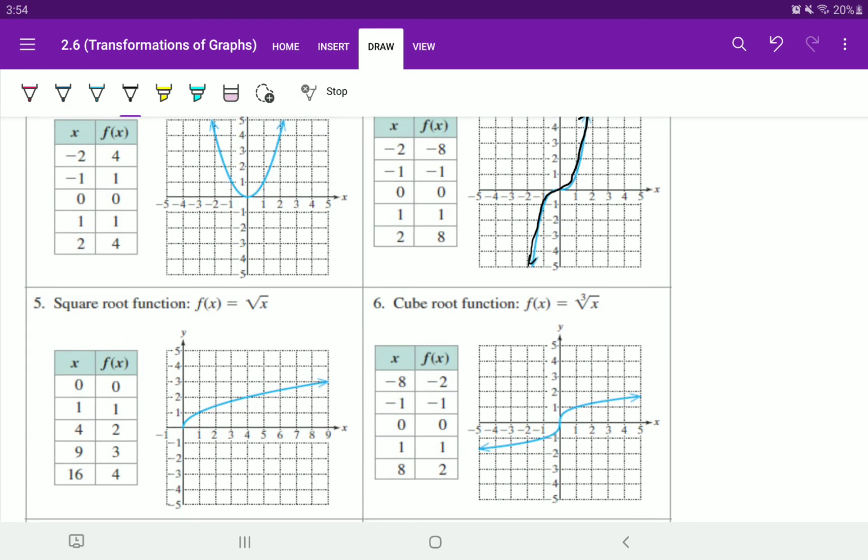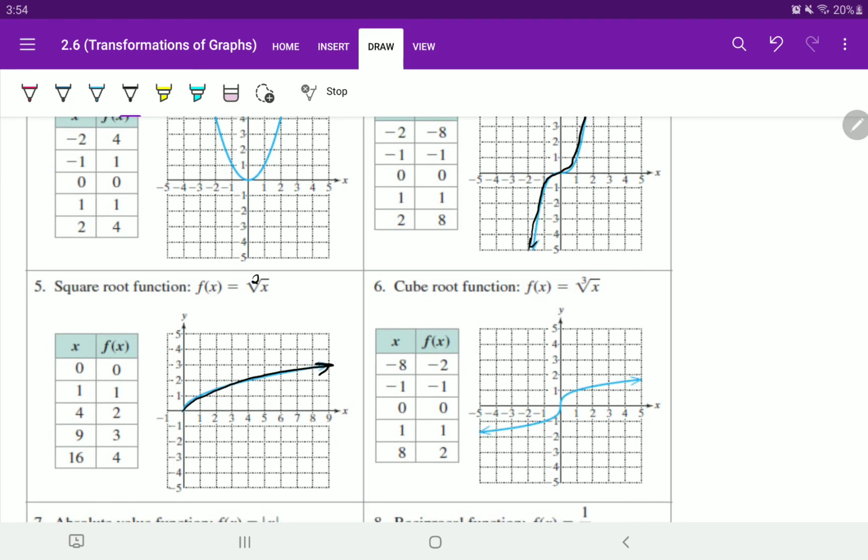Now, here's the square root function. Square root function, remember, the index is 2. And this is how the square root function looks when you graph it. This is a cube root function. The cube root function has an index of 3. It looks like this.